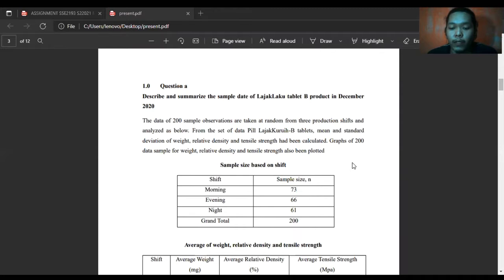I will proceed to question A, the summarization of our findings on Lajak-Kuruih tablet B. The data of 200 sample observations are taken at random from 3 production shifts and analyzed as below. From the set of data, for Lajak-Kuruih B tablet, the mean and standard deviation of weight, relative density and tensile strength had been calculated. Graphs of the 200 data samples for weight, relative density, and tensile strength have also been plotted.